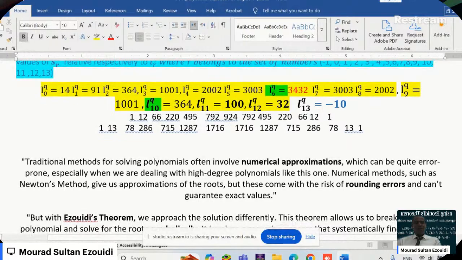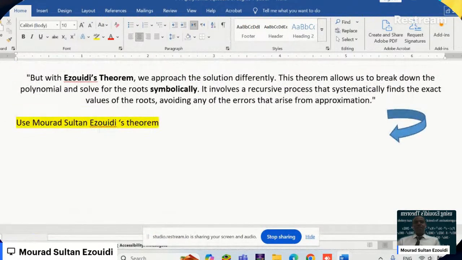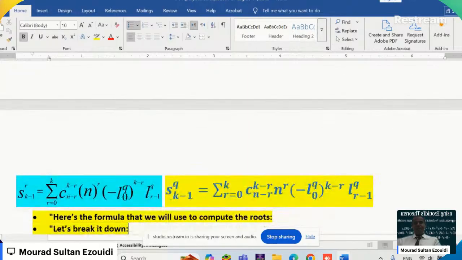But here, professors, teachers, and colleagues, with the Ezouidi theorem, we approach the solution differently. This theorem allows us to break down the polynomial and solve for the roots symbolically. It involves a recursive process that systematically finds the exact values of the roots, avoiding any of the errors that arise from approximation.